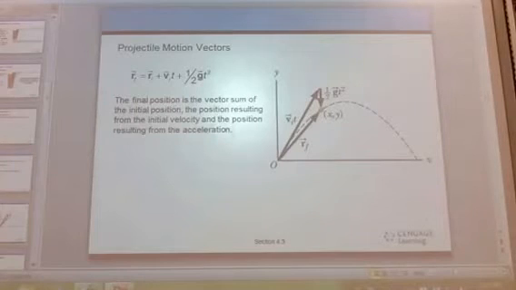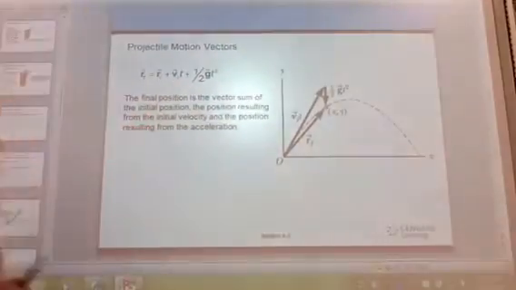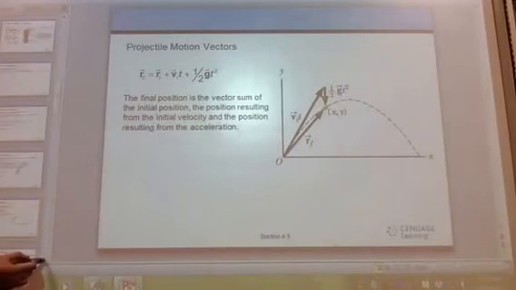In terms of final position, we can see this as a vector sum of several things. It's a vector sum of the initial position, and then the position resulting from the initial velocity, and then the position resulting from the acceleration. So I can see all of that here in my vector diagram.